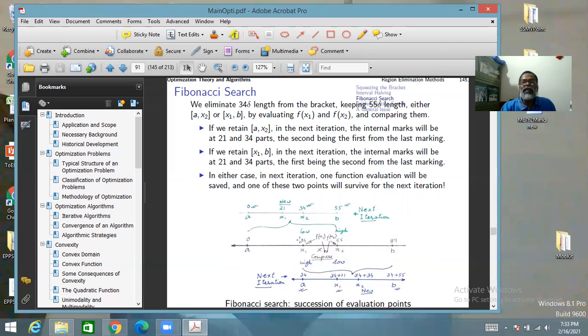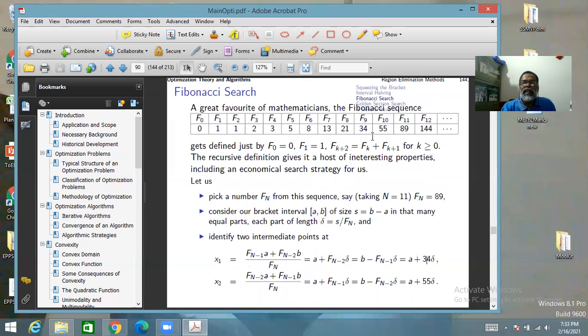Now, suppose this turns out to be lower, and then this part remains. This time it is a 55 unit long interval, and therefore, according to the Fibonacci sequence, that 55 unit interval will now be split into different parts by putting two interior marks, one at 21, the other at 34.